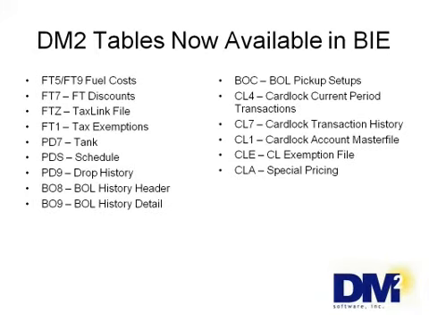In addition to that, we added some tables. So these are the DM2 tables themselves we've added into the Business Insights Explorer. We added our fuel cost tables, the discounts, our tax link file, which people use. It was designed to do tax reporting, but it's so comprehensive of everything that happened with a transaction that more and more people are using that FTZ tax link file for just general reporting. Tax exemptions, some dispatch schedule things, bill of lading history, and a bunch of card lock information.